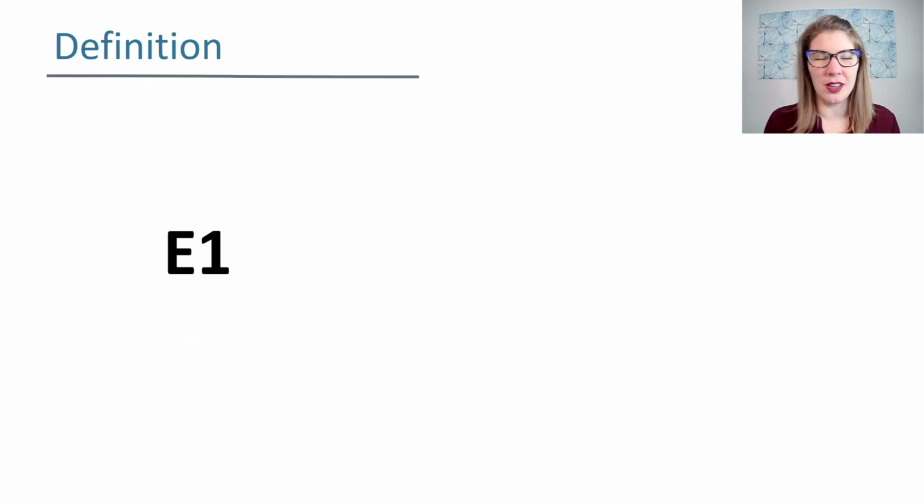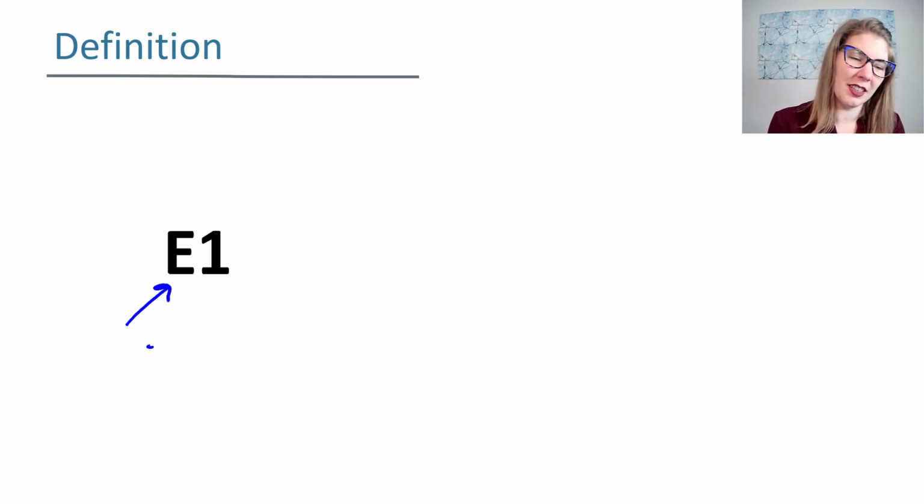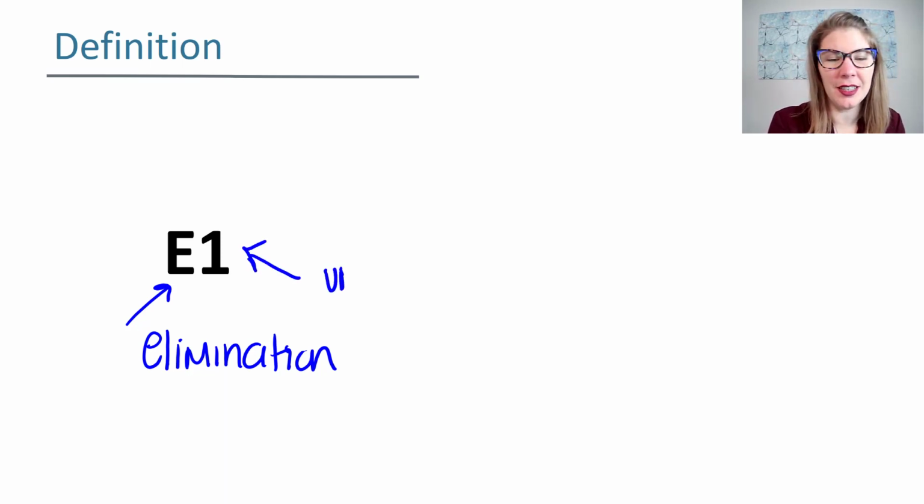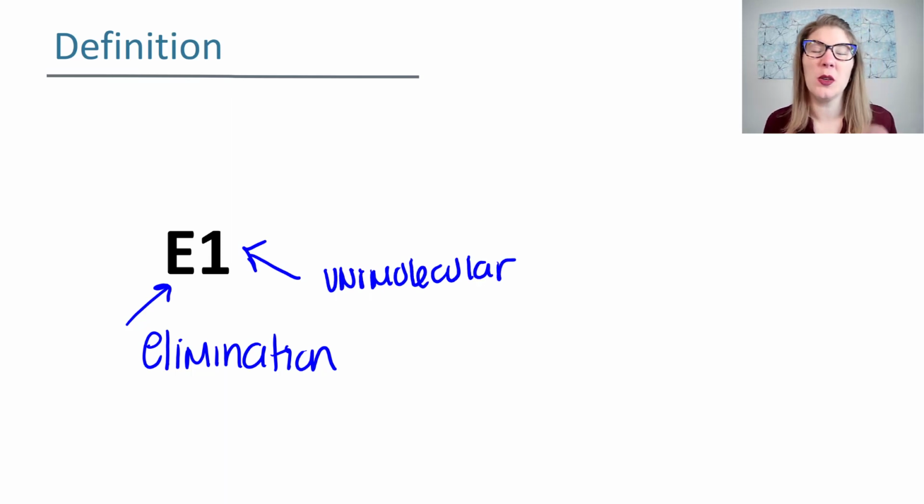The E in E1 stands for elimination. Remember that we said that we're eliminating one group and also a beta proton. So the leaving group is leaving and we're removing a beta proton. And then what will happen is we create a pi bond at the end. The 1 stands for unimolecular, which means one compound is in the rate equation. Let's look at that rate equation.